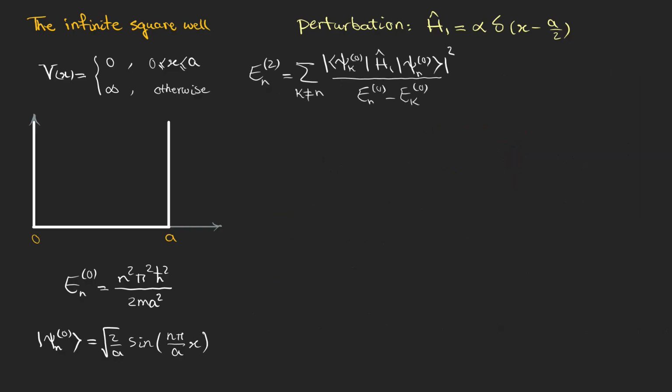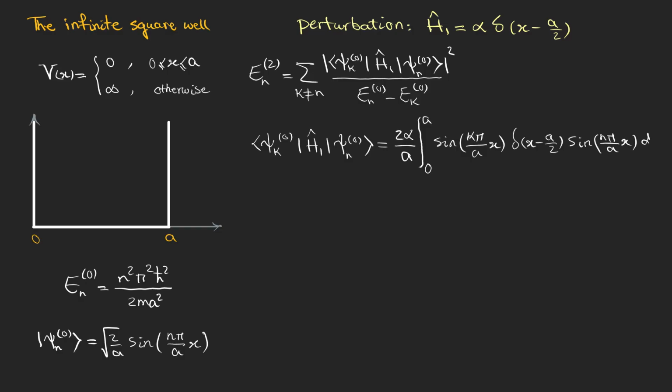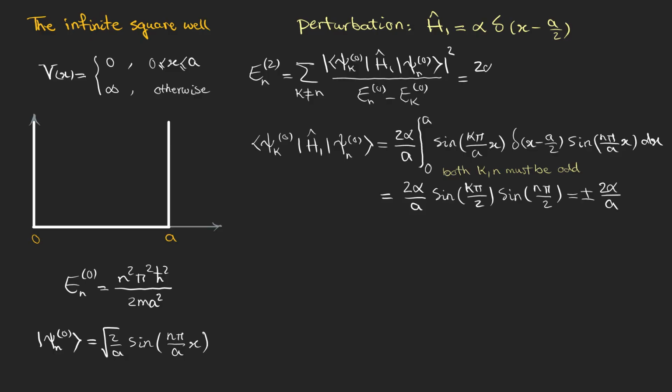Our last step is finding the second order energy shifts. To find the numerator, we need to calculate this integral, which gives this value. Pay attention that both k and n must be odd for this value to be non-zero. For odd numbers, it is either plus or minus 2 alpha divided by a. So this square is the same and we are left with a series to calculate.